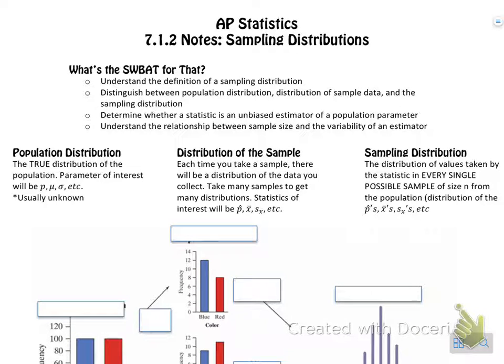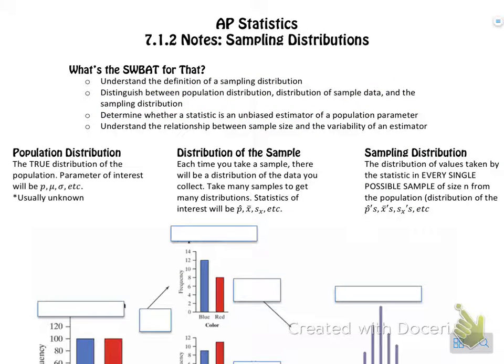Today, our lesson is going to be an introduction into what a sampling distribution is. Our SWBAT is basically understanding what a sampling distribution is, and then looking at the difference between a population distribution, the distribution of sample data, and the sampling distribution. We'll also look at a definition called an unbiased estimator. And then last but not least, we'll look at the relationship between sample size and the variability and precision of one of those unbiased estimators.